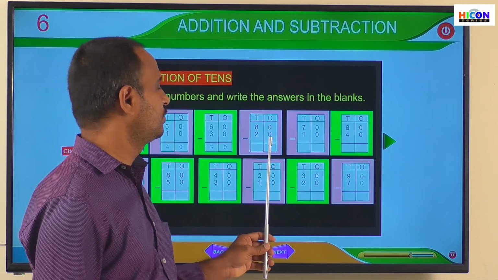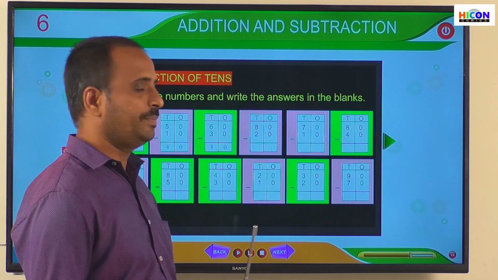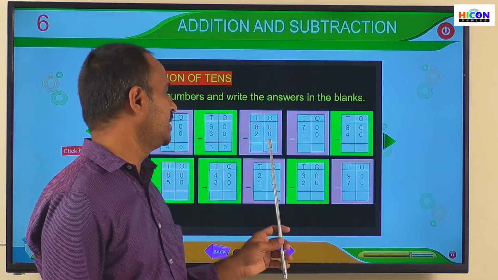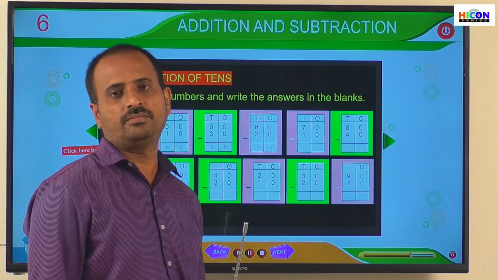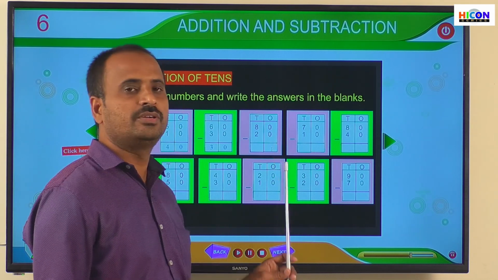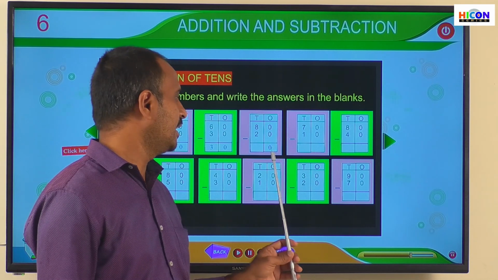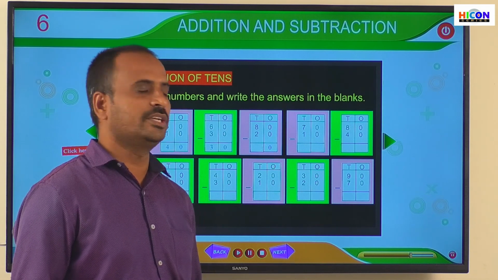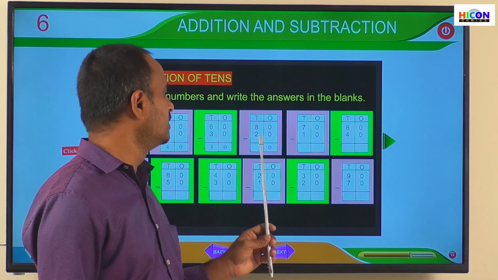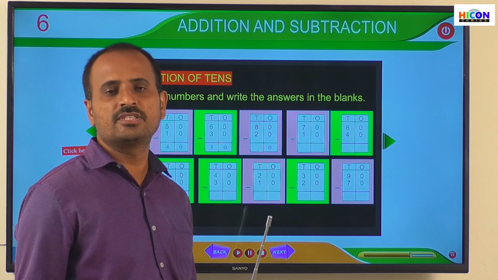Second number is 20. So subtract the digits present in the ones place. That is 0 minus 0. If we subtract 0 minus 0, again we will get 0. So write 0 under ones place. So next we go to tens place. So what are the digits here? 8 and 2 are present.